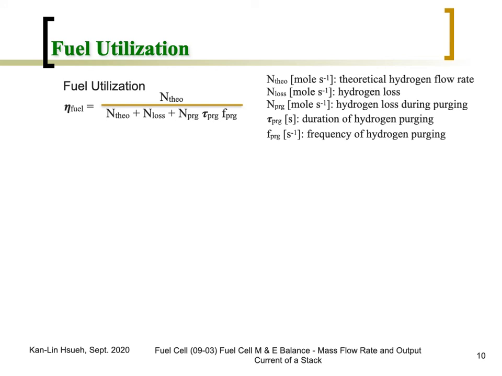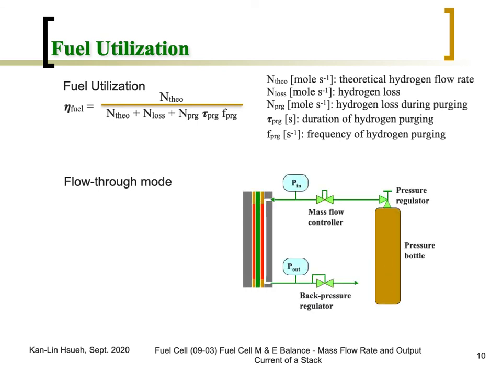For the fuel utilization, there are different modes. For the flow through mode, the theory will be N series divided by N theoretical plus N loss. That means the hydrogen will keep flowing through the cell and then be discharged. The used hydrogen will be discharged into the atmosphere.